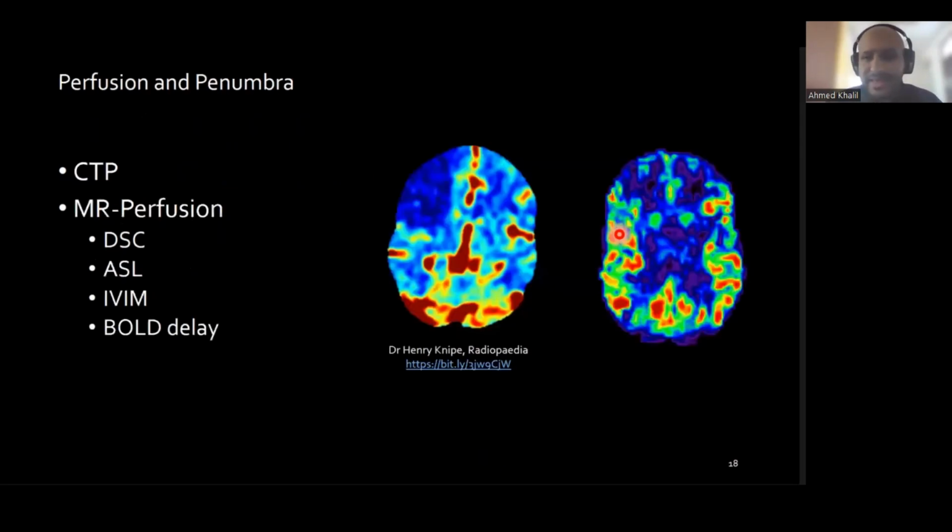So the next P is perfusion and penumbra. There are different techniques to measure blood flow or perfusion in the brain. You have CT perfusion, but you also have a range of MRI-based perfusion measures like dynamic susceptibility contrast MRI, arterial spin labeling, and so on. One of them, which is the focus of my research, I'll be speaking about in quite a bit more detail in a few minutes. But there are really a lot of different techniques to measure perfusion using CT or MRI.